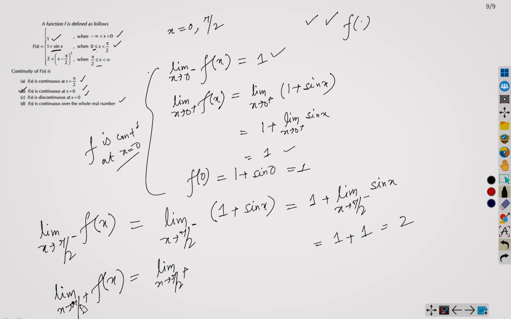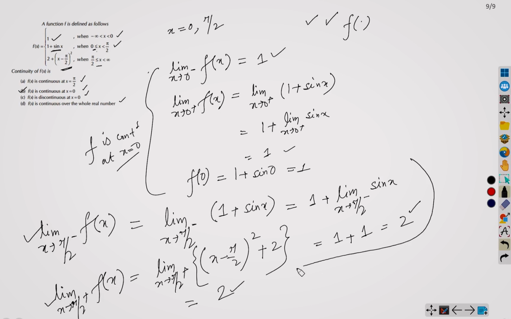As x tends to pi by 2 plus, that is x is greater than pi by 2, we will follow this definition. We have (x minus pi by 2) whole square plus 2. If we evaluate this limit, this will be 0, this is 2. Now observe that the left hand limit is 2 and the right hand limit is also 2.